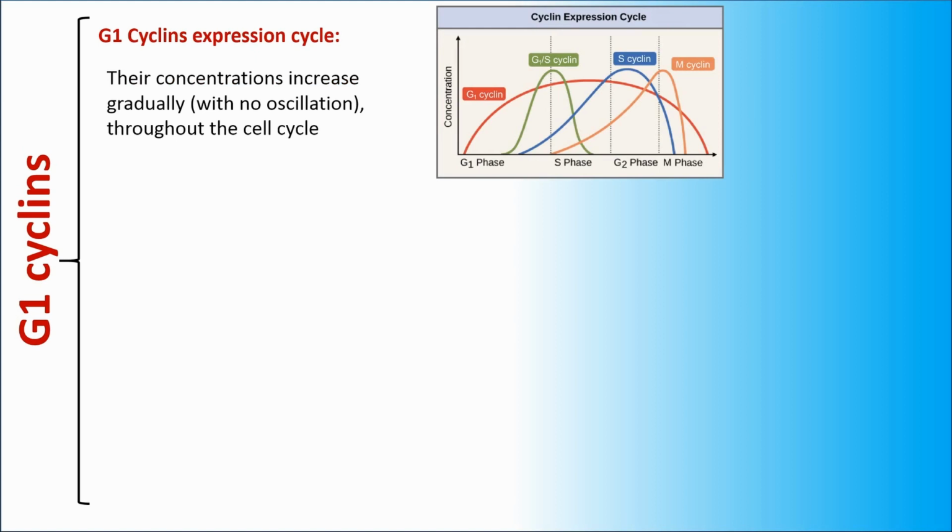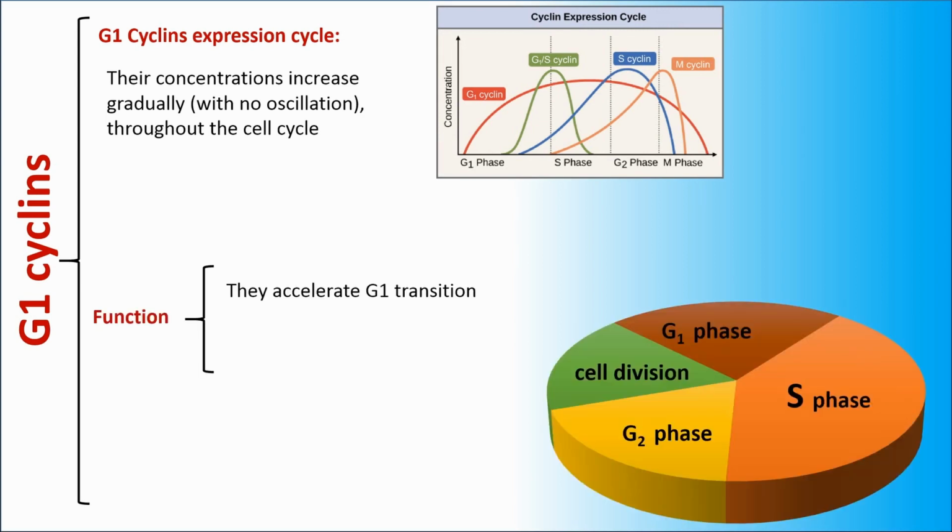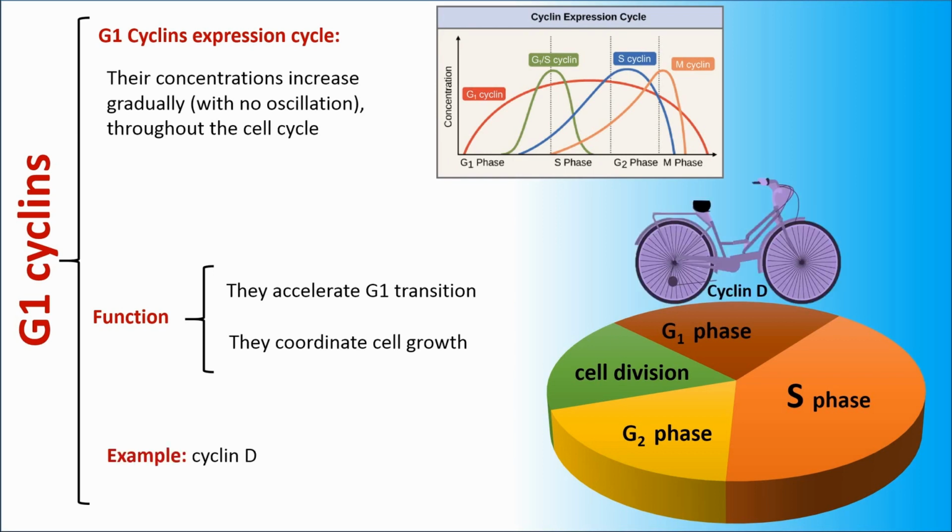G1 cyclins. G1 cyclins expression cycle. Their concentrations increase gradually with no oscillation throughout the cell cycle. Function of G1 cyclins: they accelerate G1 transition and they coordinate cell growth. Cyclin D is G1 cyclin.